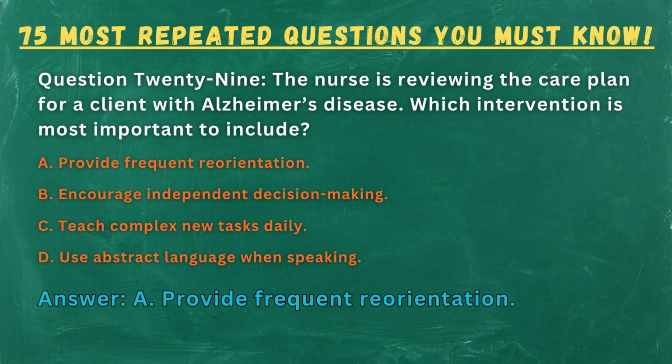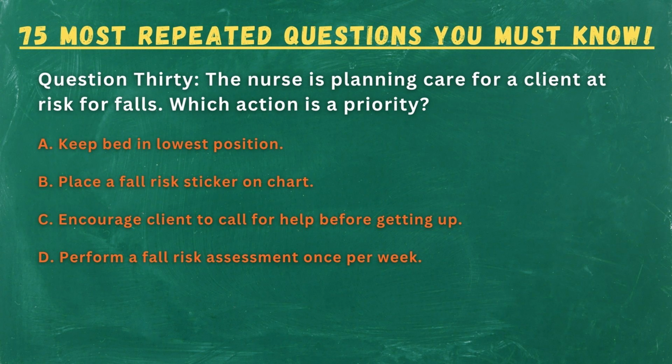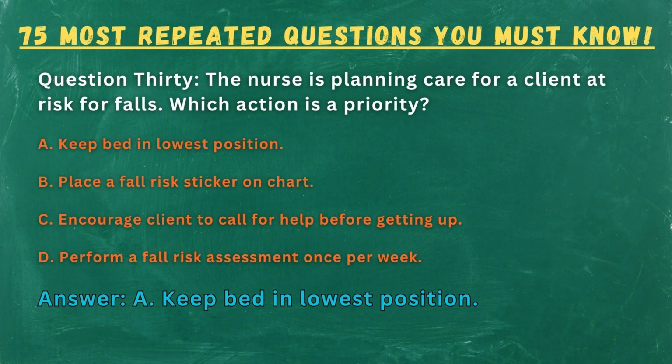Answer: A. Provide frequent reorientation. Question 30. The nurse is planning care for a client at risk for falls. Which action is a priority? A. Keep bed in lowest position. B. Place a fall risk sticker on chart. C. Encourage client to call for help before getting up. D. Perform a fall risk assessment once per week. Answer: A. Keep bed in lowest position.